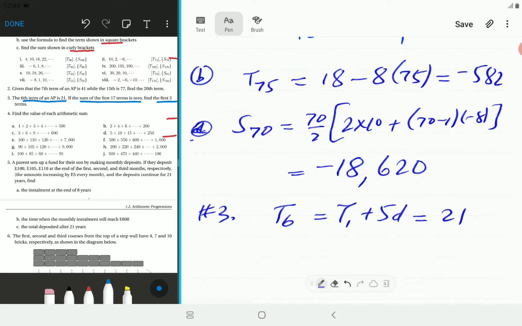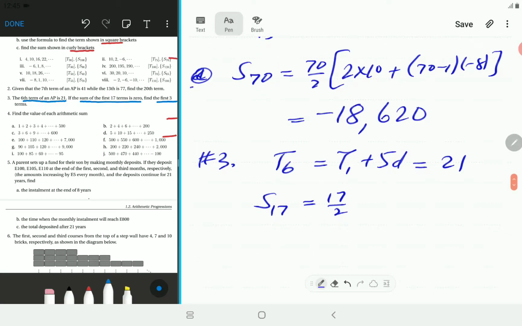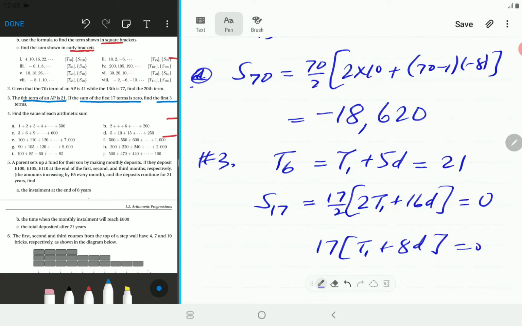So, and then the sum of the first 17 terms, so that is S17. In terms of T1 and D, that is 17 over 2 times 2T1 plus 16D, that is equal to 0, we are told. Okay, this we can actually, if you factorize the 2 here, it's going to cancel with that 2. Then we can write this as T1 plus 8D.